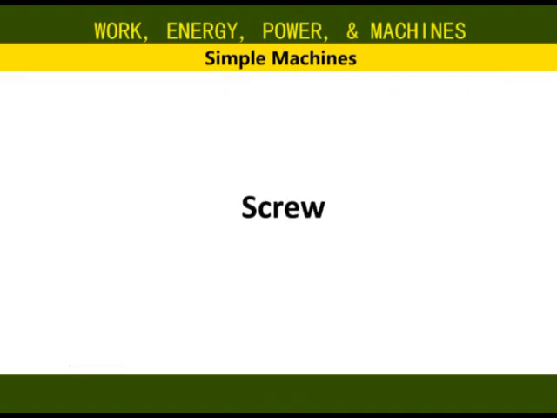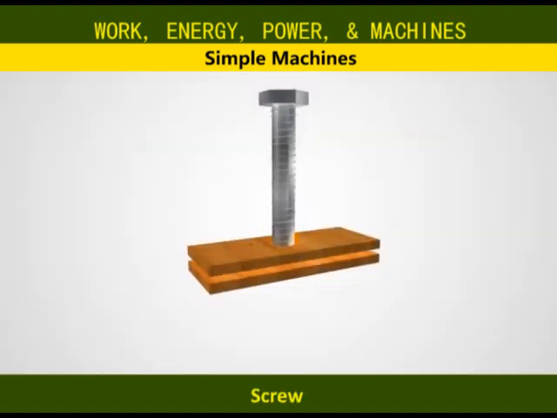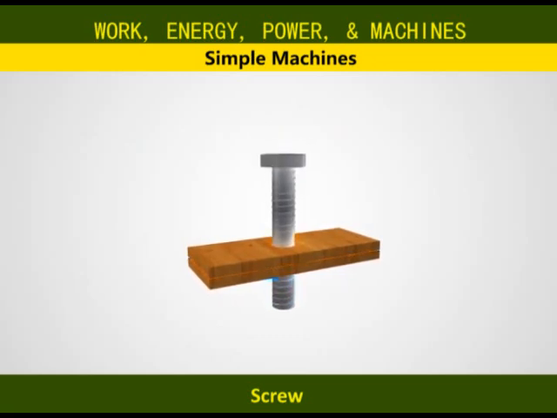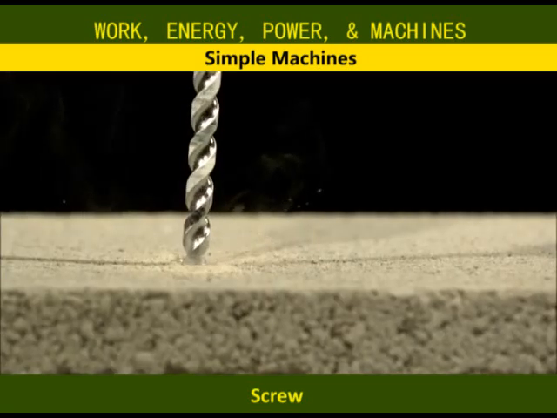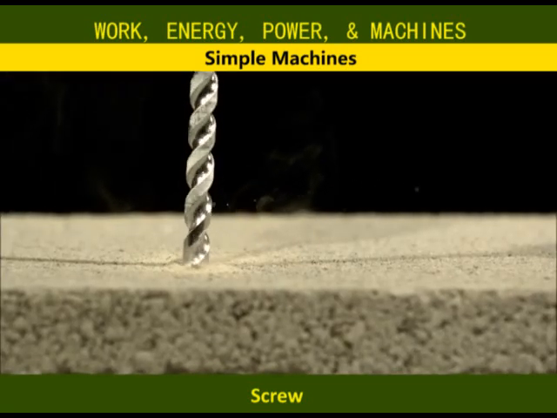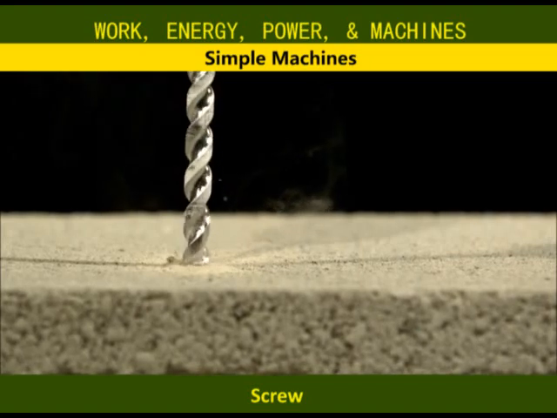Next is screw. A screw is a simple machine that lets you join two things. It is basically an inclined plane wrapped around a pole. They can be used to hold things together or lift things. Just like the inclined plane, the longer the distance the force travels, the less force is required to do work.